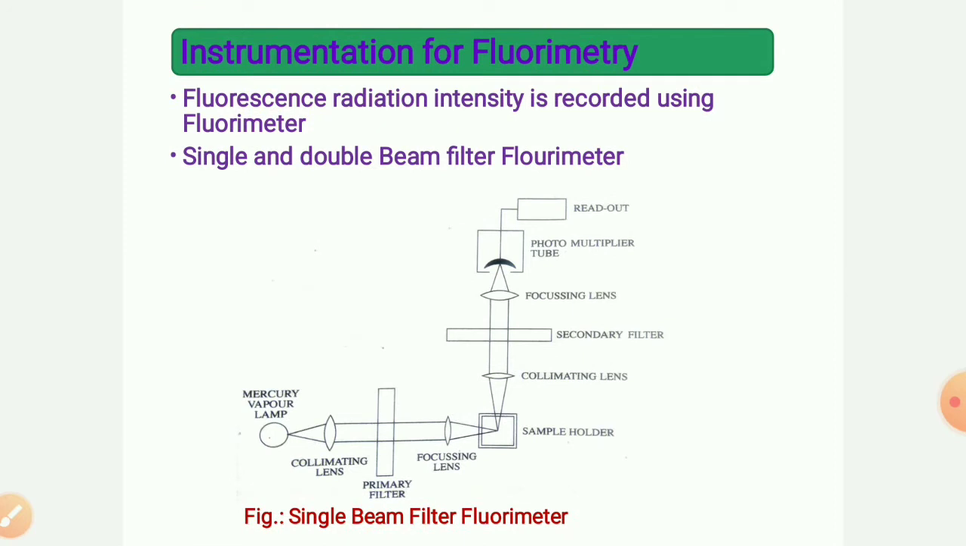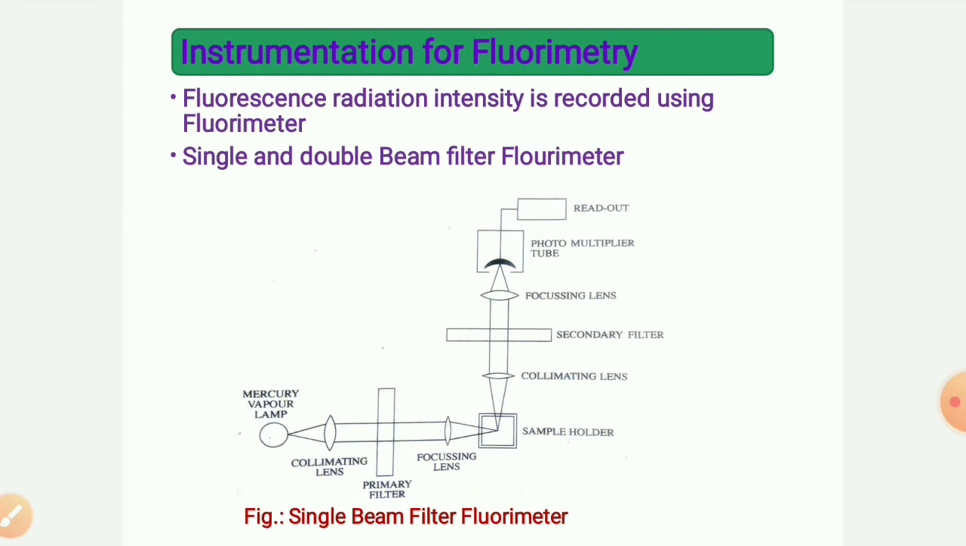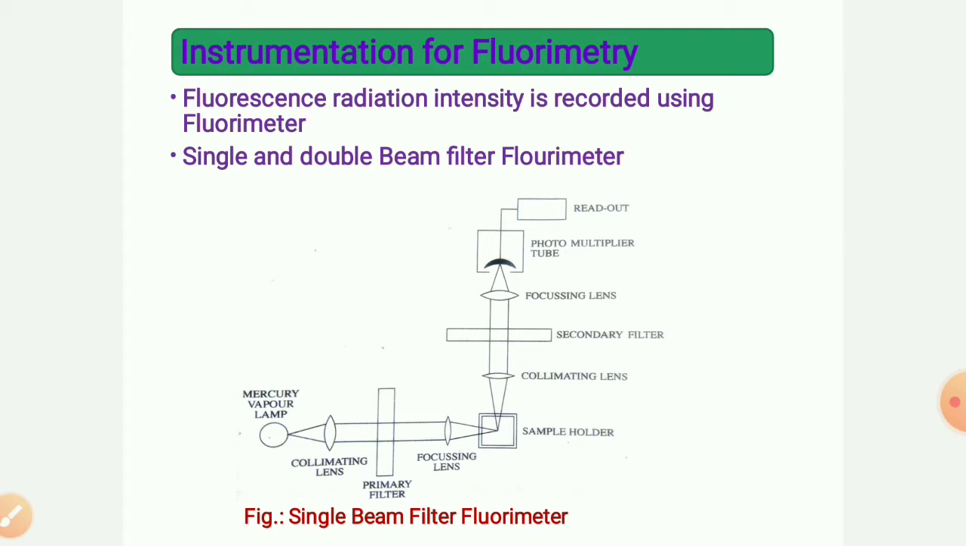In this instrument, light from a mercury vapor lamp passes through a collimating lens, then into a primary filter. This primary filter allows only ultraviolet light coming from the mercury lamp to pass through it, and it absorbs visible light. This primary filter transmits ultraviolet light which enters into the sample holder where it is absorbed by the sample. This absorption is followed by the emission of visible fluorescence light by the molecules of the sample.